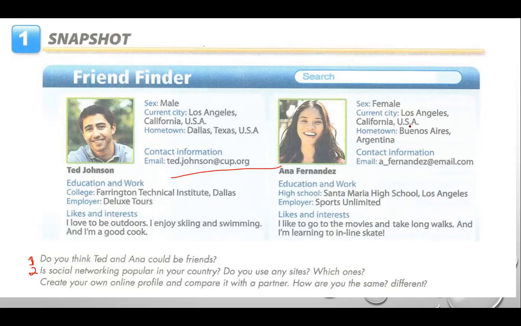But currently, city... La Libertad, and I live in Ciudad Versailles, and my hometown is Ilopango. Mm-hmm. My contact information, Tania, 0926 at gmail.com. Mm-hmm. My education and work, I finished the university, civil engineer. And I work in Holcim, El Salvador. Mm-hmm. And I like play soccer. And I go to the beach. I like going to the beach.